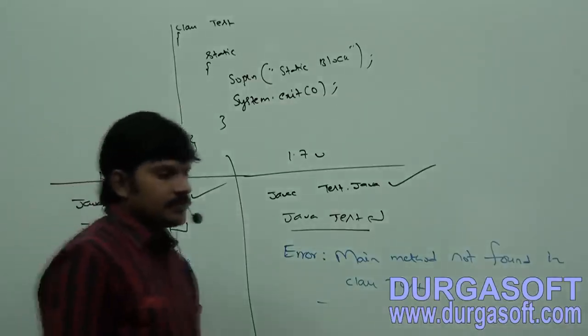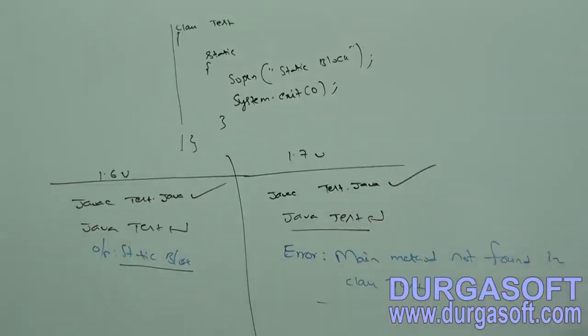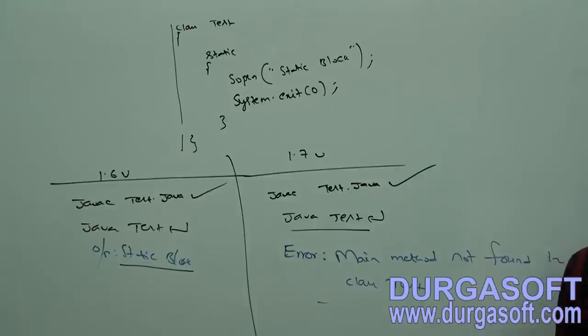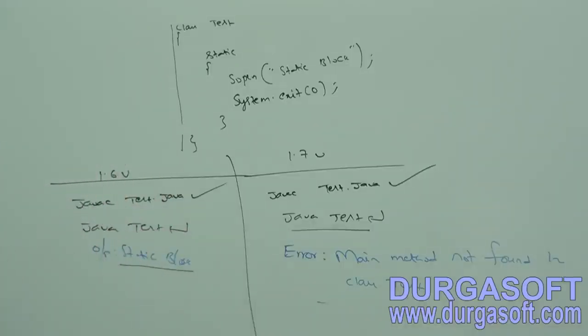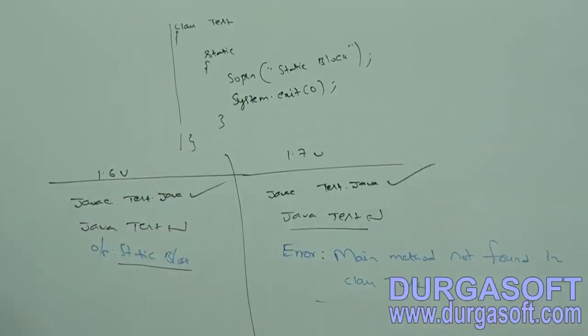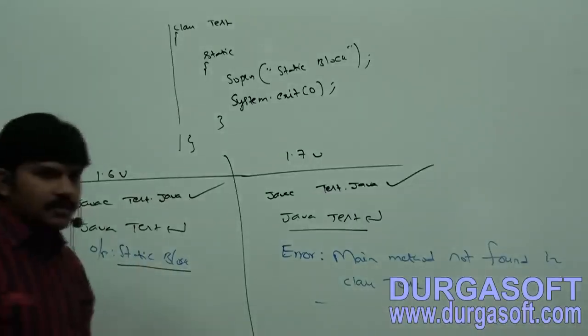Example 2. Take clearly. So in the 1.6 version and the 1.7 version, with respect to the main method, there is a small difference. What is that difference? You people should have clarity, right? Completed, right?